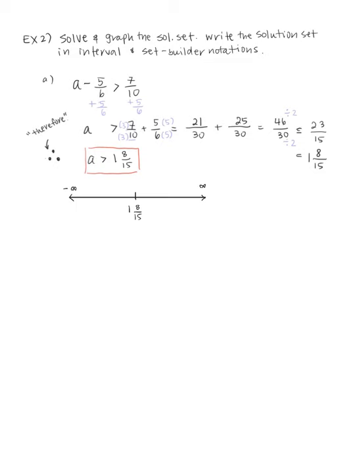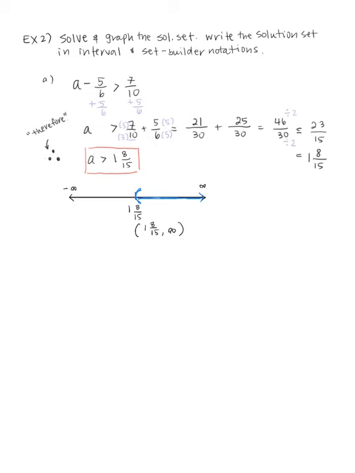Alright, so where should I shade? A is bigger than 1 and 8 over 15. It's a strict inequality, so we have to have an open circle, and we're going to have this situation because a is bigger than 1 and 8 over 15. Okay, so now the interval notation is going to be open 1 and 8 over 15, comma, infinity. Again, the infinity side is always going to be open.